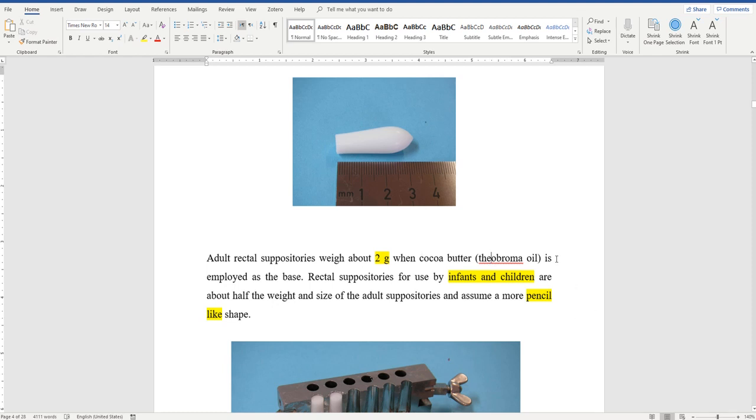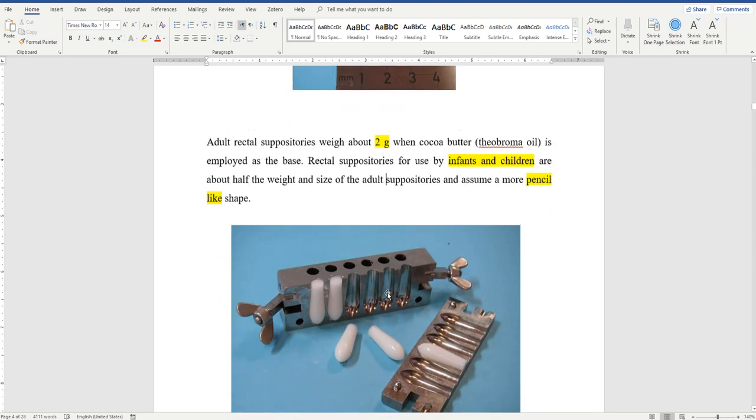When we talk about children, the size and weight is about half that of the adult. This is 2 grams for adults. For children, it will be about half that weight, and it's more like a pencil shape. Why is it like a pencil shape? To make insertion easier in the pediatric population, in infants and children.